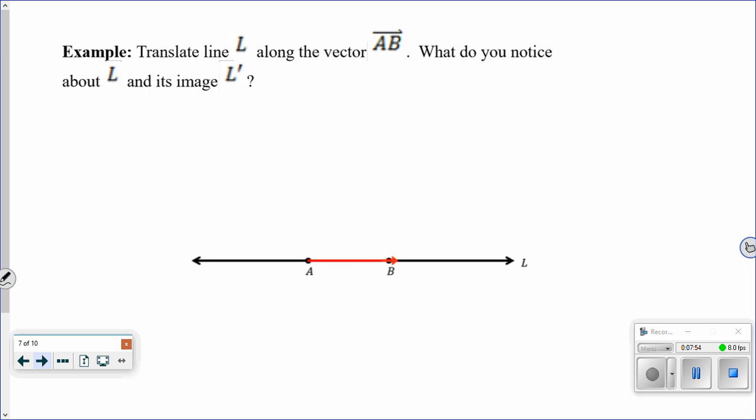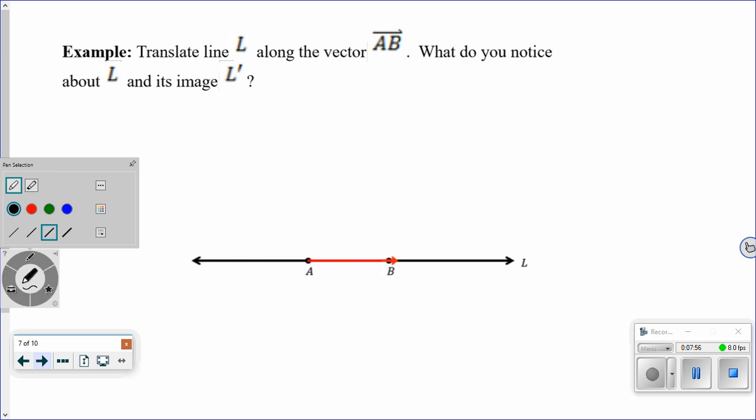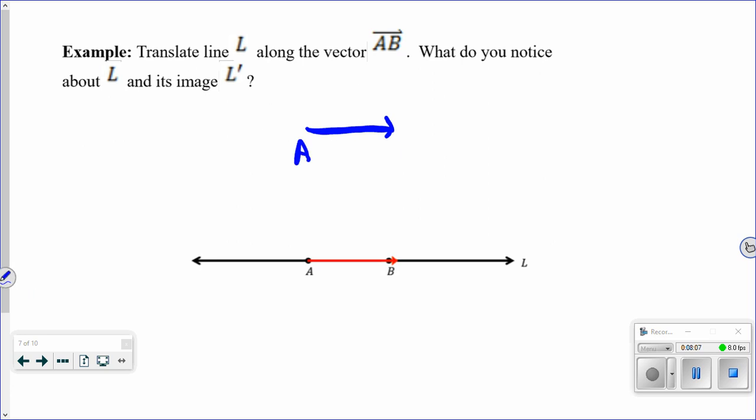Here's our vector AB. Remember, a vector is just a specific length and direction, so it doesn't matter where this vector is in space. This vector is always AB, and it's always going just horizontally, from left to right. So it doesn't matter where I put this vector. All we're doing is sliding from point A to point B, just that specific distance.